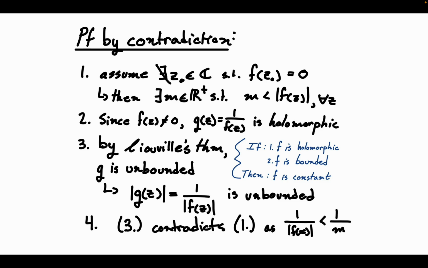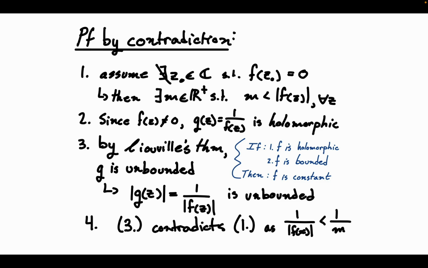2, by our assumption, since we stated that f of z is never equal to 0, we can define g of z, which is equal to 1 over f of z, and we'll state that this is holomorphic. And we can say it's holomorphic because it's the quotient of holomorphic functions, and f of z0 is not equal to 0, and f of z0 is holomorphic because it's a polynomial.